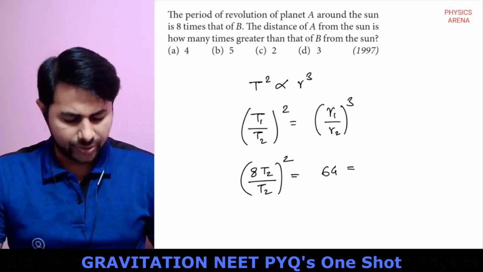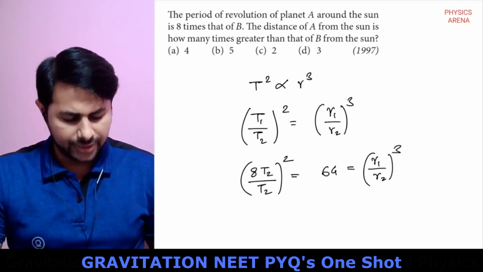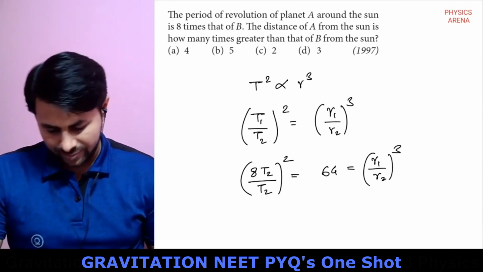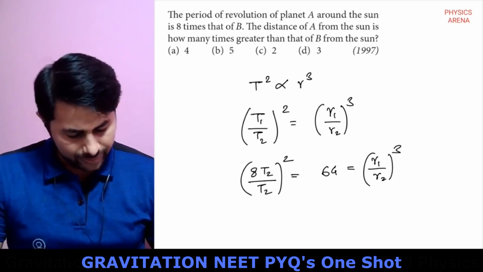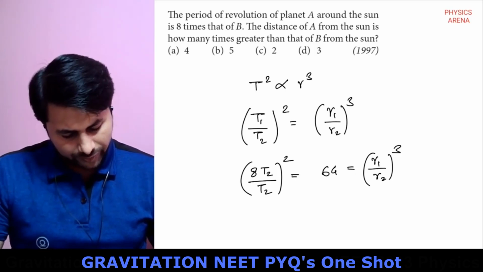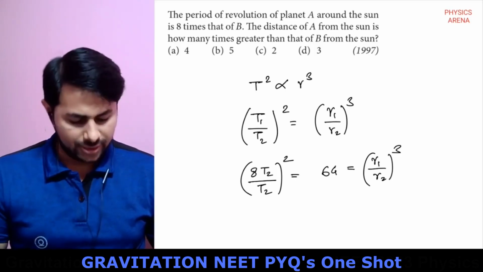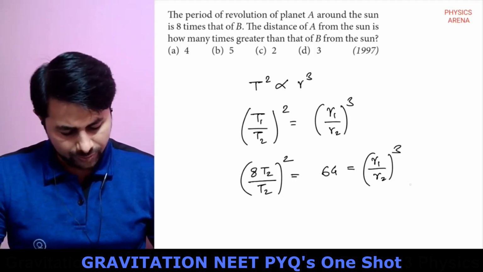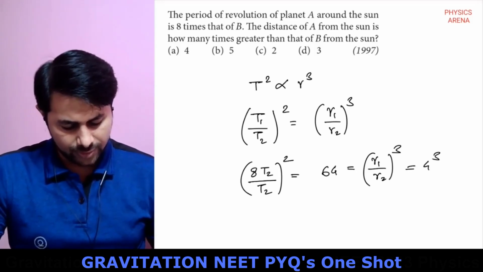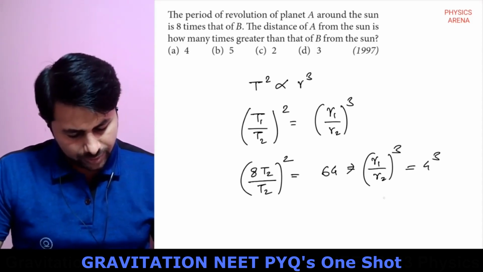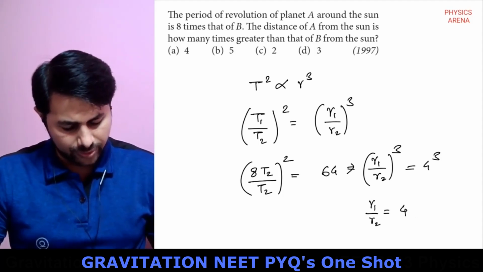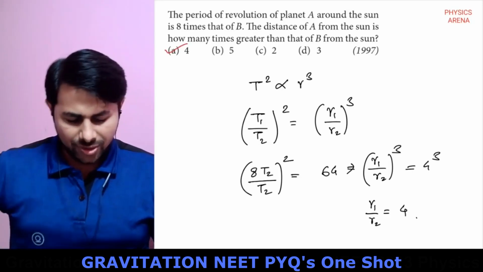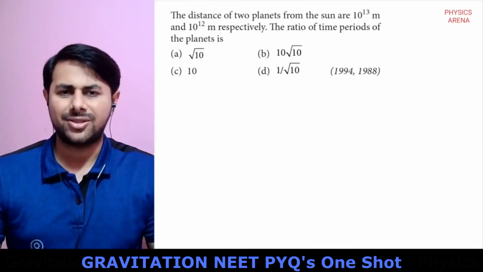So 64 equals (R1 upon R2) raised to 3. We know that 64 is 4 cube, 4 times 4 times 4. So (R1 upon R2) cubed is equal to 4 cubed. Therefore R1 upon R2 is equal to 4. So R1 is 4 times more. Option A. There have been a lot of questions based upon Kepler's laws, which are very easy.